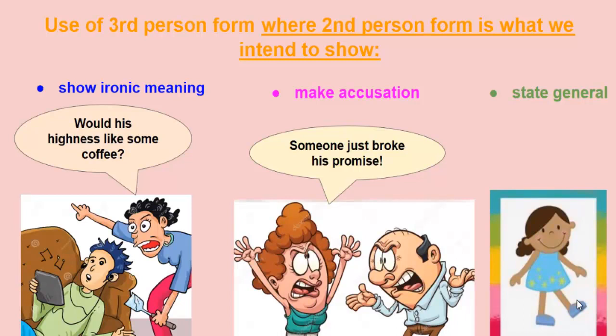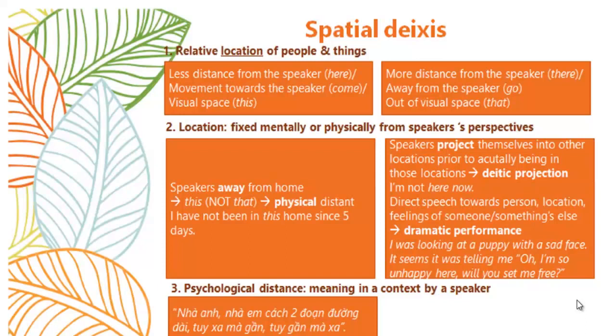Okay, for spatial deixis, it refers to the relative location of people and things, and the location from a speaker's perspective is fixed mentally or physically in terms of deictic projection and dramatic performance. And one is psychological distance, where the meaning is given in the context by the speaker. For example, nhà em cách hai bạn đường dài đi xa đường tuy gần mà xa. The distance is in the psychology of the two lovers.